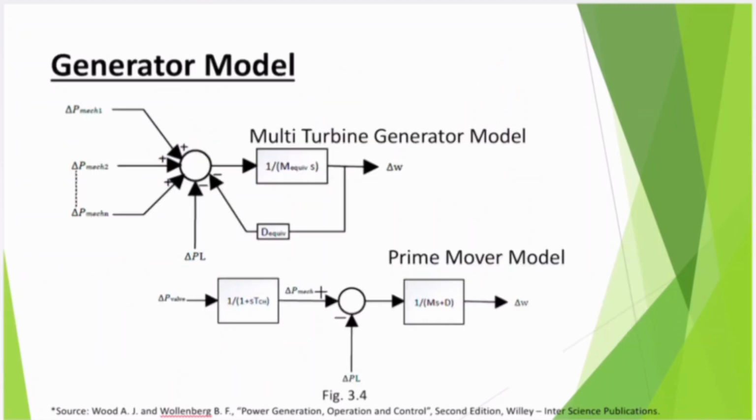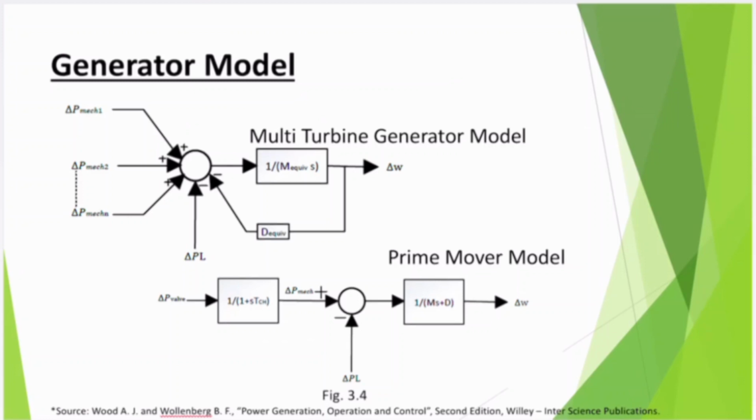Now, if I go back to my generator model, it may so happen that you have a power plant with many generators. So assuming there are n number of generators placed in a power system, the input may come from many of them, because there is a change in load that I would like to meet through n number of machines.